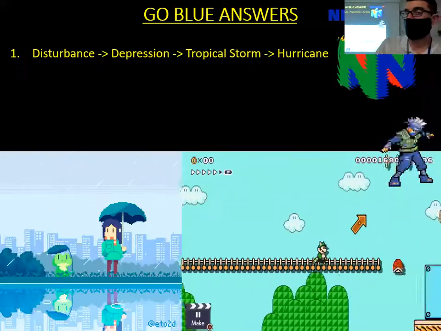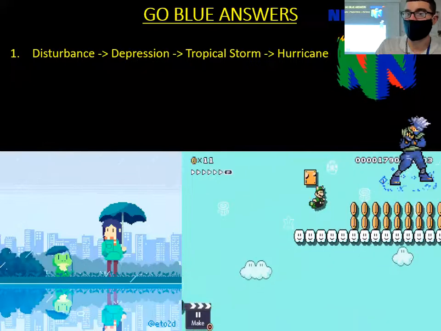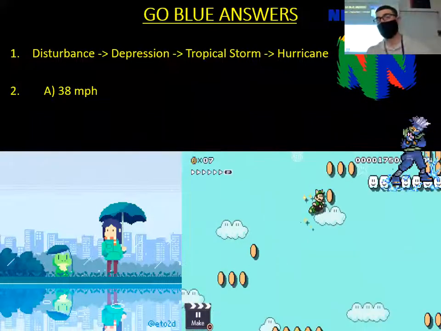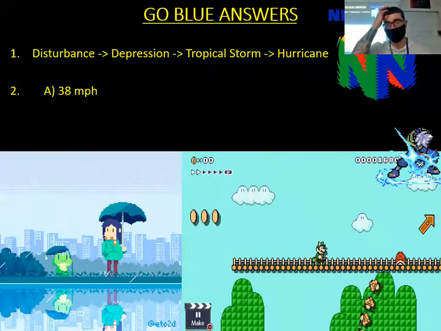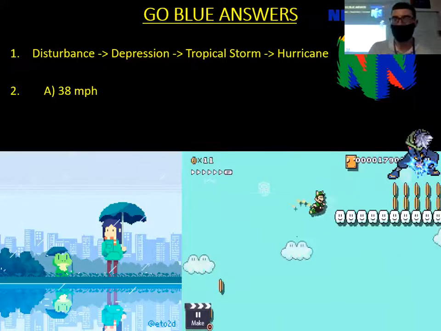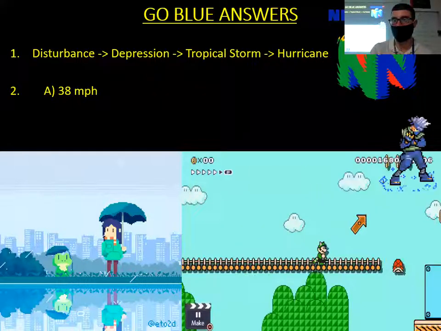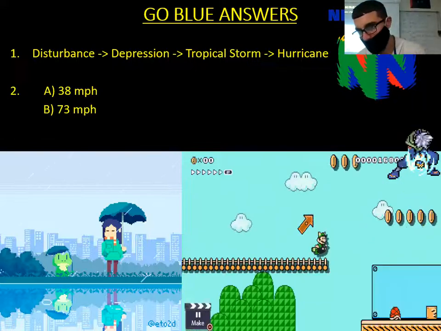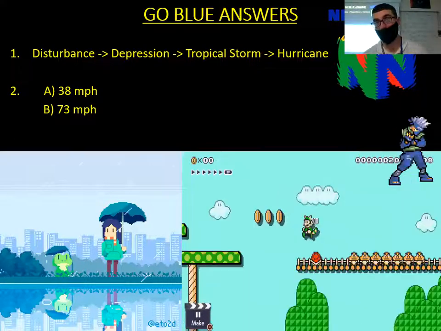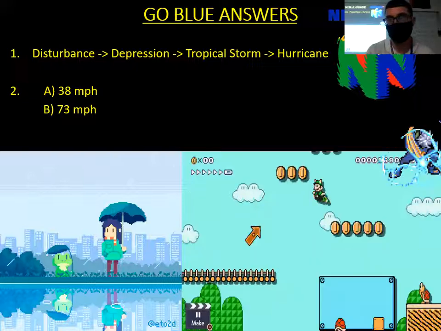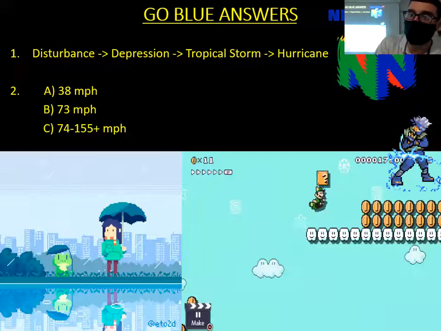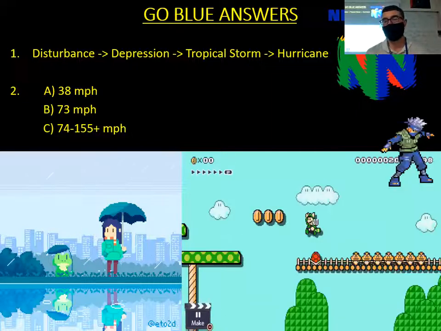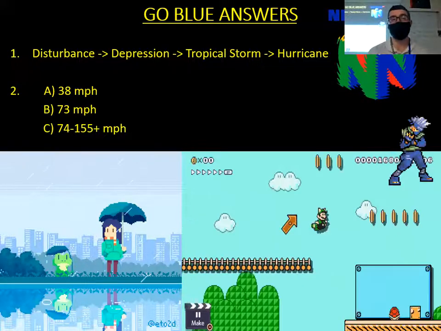Next, let's talk about how they differ in their winds. Obviously, the winds get lower the farther down you go, and stronger the farther up you go. For our depression, it's going to be a maximum of 38 miles per hour. If it goes above that, it moves on to a storm. The maximum wind for a storm, number 2, letter B, is going to be 73 miles per hour. So up to 73 miles per hour is a tropical storm. And as you can assume, if it's above that, it's a hurricane, which can reach 155-plus miles per hour. So 74 to 155-plus is the range for a hurricane.